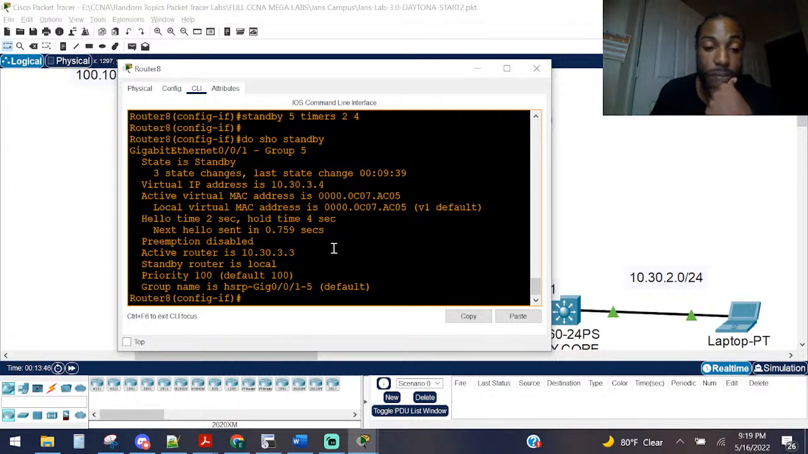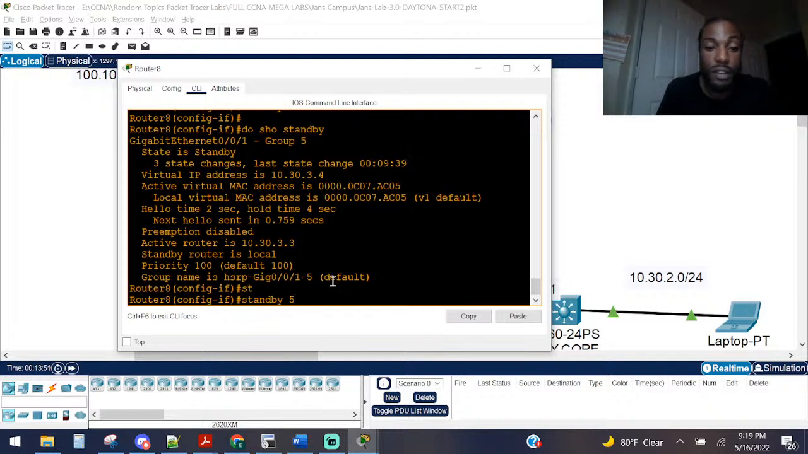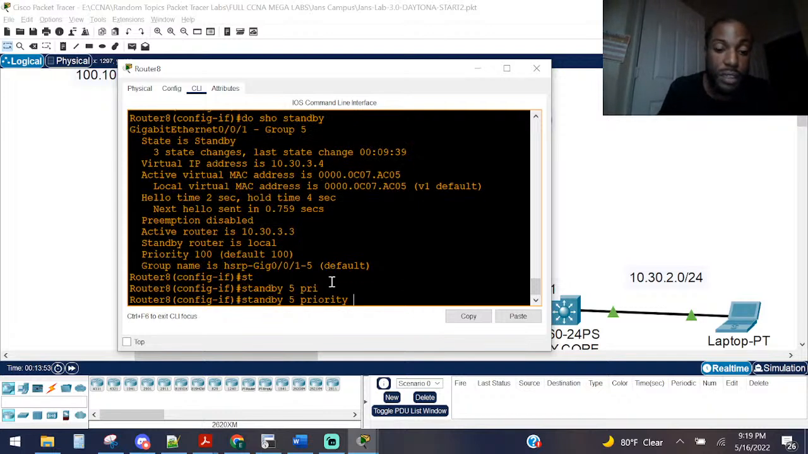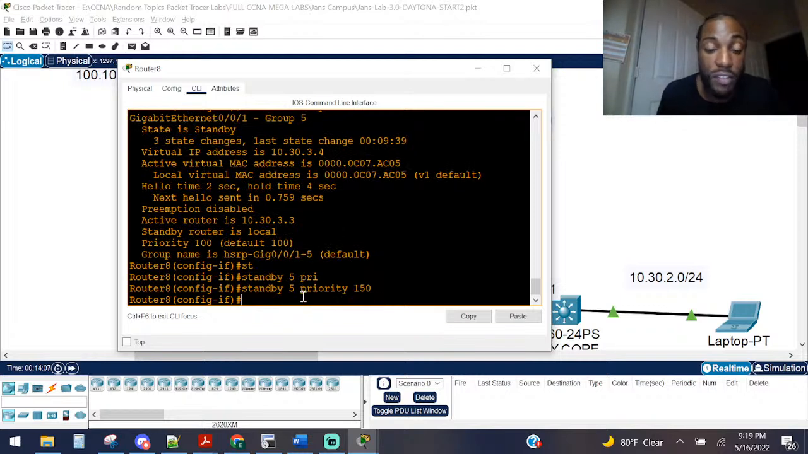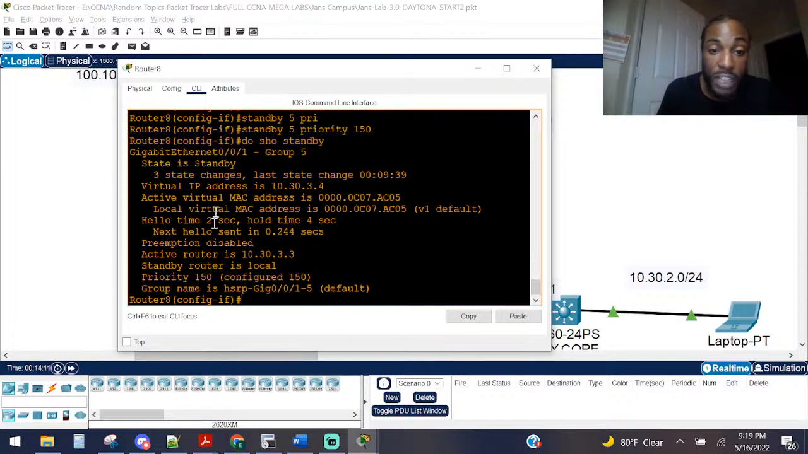Let's change it to something like, let's do 150, right? So we're going to say standby 5 priority 150. Remember, the higher the priority, the number between 1 through 255, I believe it is, or 0 to 255, I can't remember. But the higher your priority, the more likely you are to become an active peer, right? Right now I'm standby. I'm gonna change him to 150. Said to make him the active router. But right now, I'm still not the active router. If I do a show standby, we'll see. Even though I configured mine to be 150.